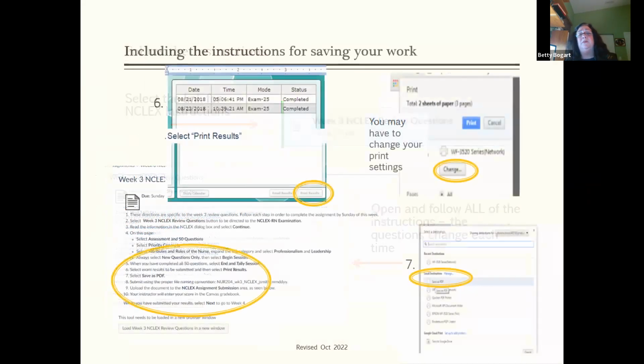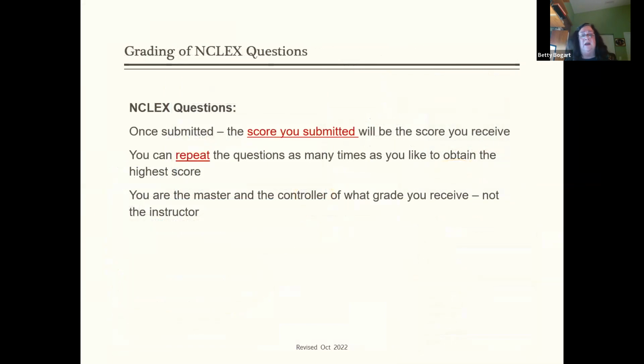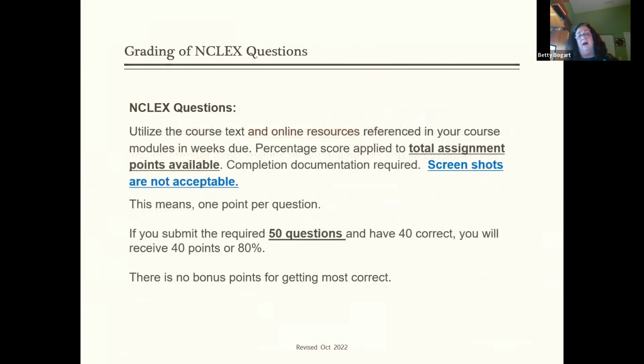NCLEX questions must be turned in the proper format. If they're not, I will give you an instruction guide in your NCLEX questions under comments. So you'll have it if they're not. Most students are pretty good with this, but if they're not, I'll let you know, and we'll communicate and get it done. Again, try to get the best grade you can. You don't have to take your first set if it's 30 out of 50. I would want at least a 40 passing grade, right? At least that, if not higher.